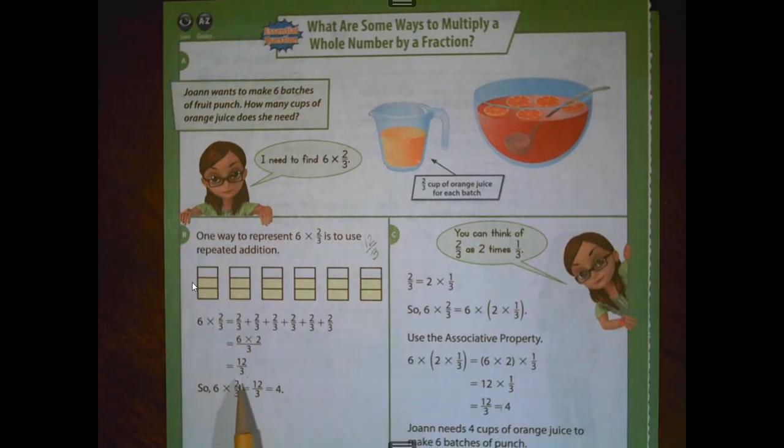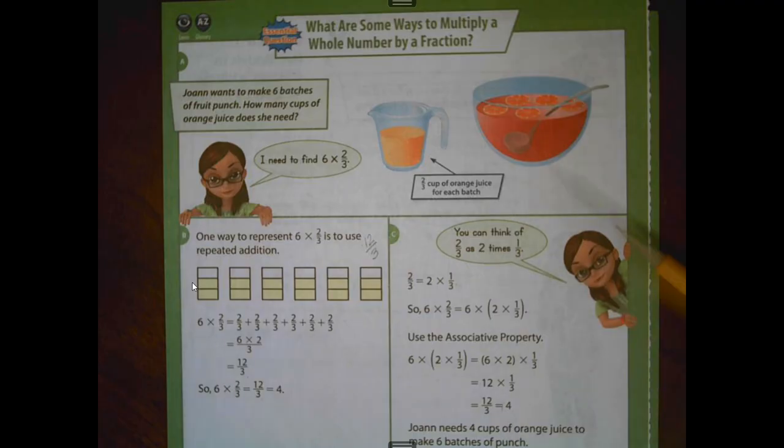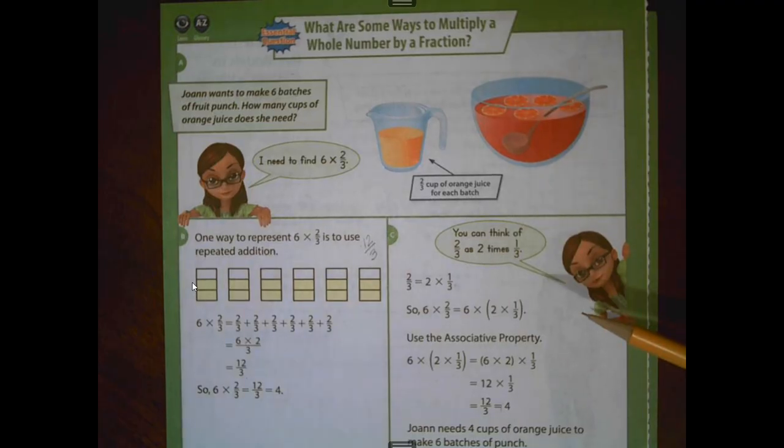And again, now we need to deal with that improper fraction. So if you remember, we always take the numerator, divide it by the denominator. We'll either get a mixed number or a whole number. 3 divides into 12 evenly 4 times, so we get a whole number in this situation. So it looks like Joanne is going to need 4 cups of orange juice to make 6 batches of that punch. All right. A third way is that we can use the associative property.